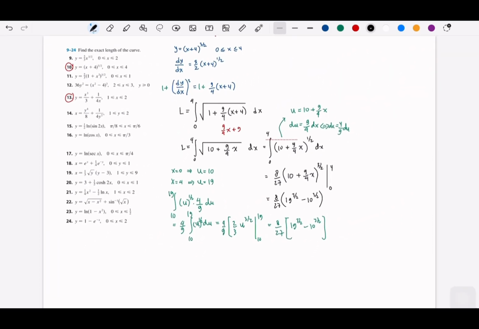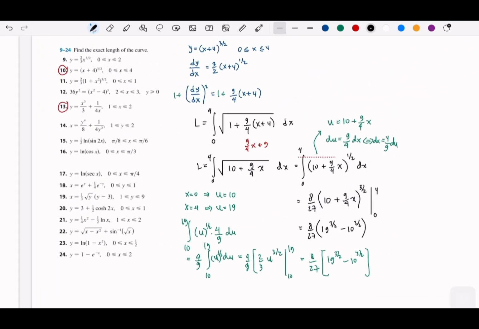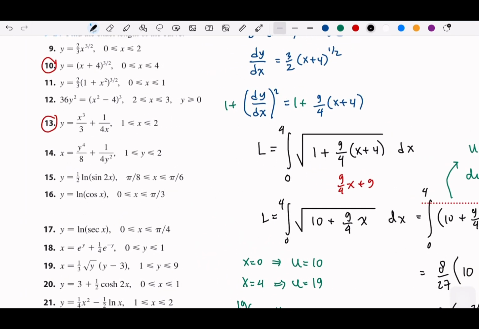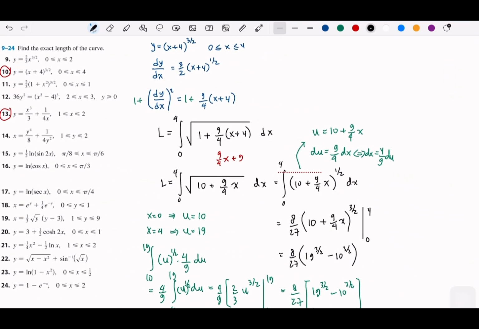Okay, maybe one more question. Number 13. Yes? Which one? The whole answer? This one? Yeah, basically, you have y, find dy/dx, take this squared, plus 1, and then bring all that into this formula, and then just integrate. Simplify and then integrate.